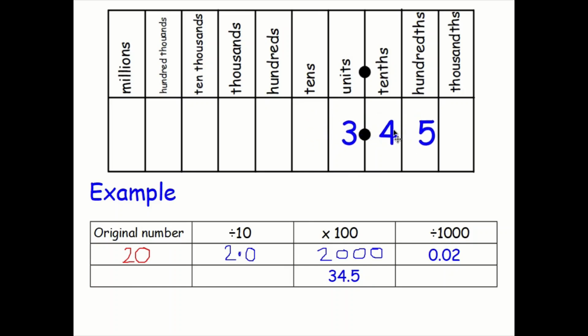1, 2. Okay. Remember, we don't leave a number like this, we put a 0 in front like this. So that's my original number. My original number is 0.345.